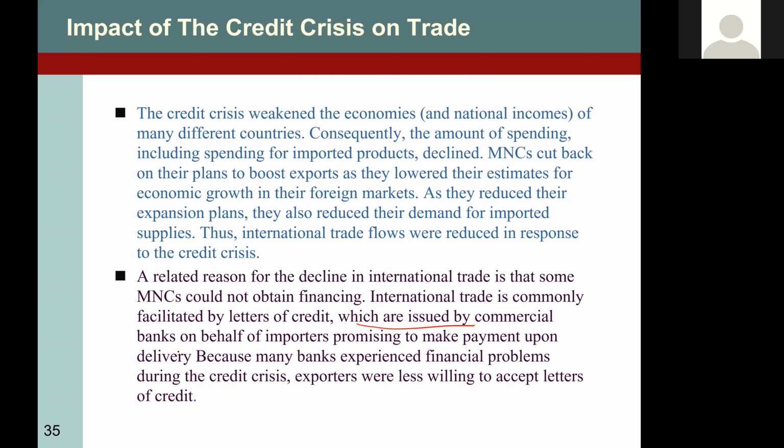So LCs are issued by commercial banks on behalf of importers promising to make payments upon delivery. Because many banks experience financial problems in a credit crisis, they are not opening the LCs because of financing. What happened? There's going to be a trust issue. So the exporter will not send the goods to China because he suspects that maybe I won't receive my money, right?